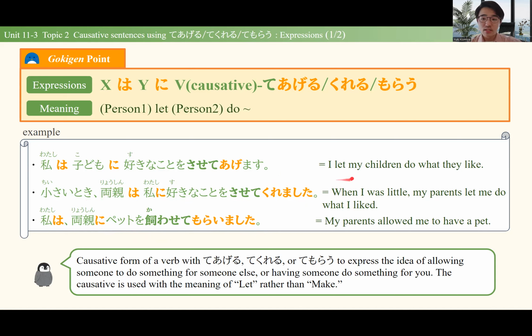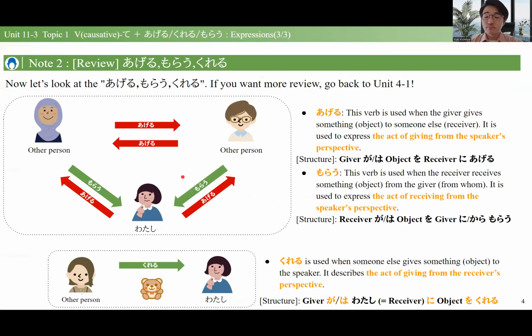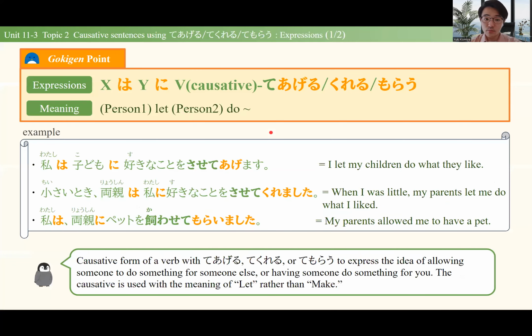So when you turn them into English, they don't really have much difference, but the key point is that for あげる, くれる, もらう, the key point was the direction of the movement, in which direction the item is moving. That was the key. You can apply the same concept here as well. You want to think about in which direction the permission is moving. Who is giving permission to who?